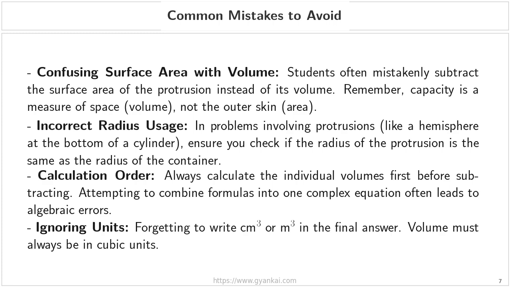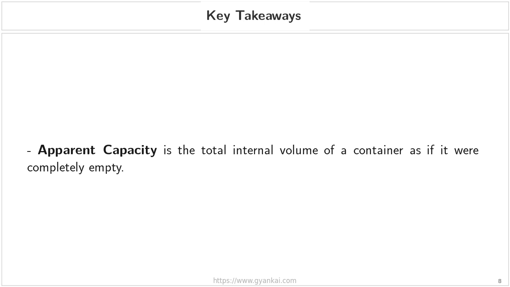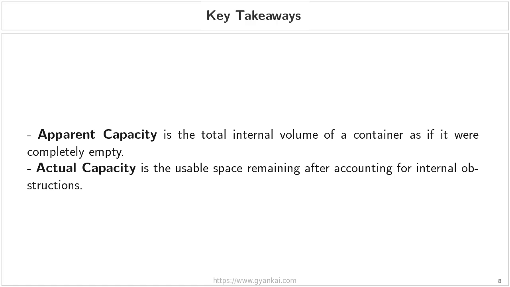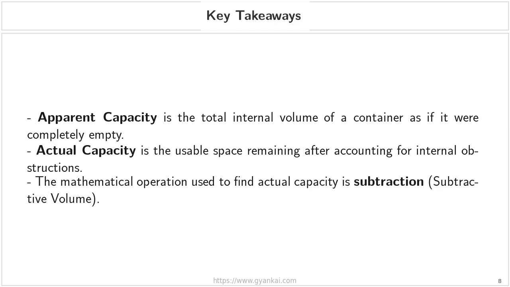Now, let's look at our final slide to recap the key takeaways from today. Key takeaways. First, remember that apparent capacity is simply the total internal volume of a container, calculated as if the inside were completely empty and free of any obstructions. Second, we have actual capacity, which is the real, usable space left over after we have accounted for any internal obstructions or protrusions pushing into that space. Third, the core mathematical concept we've learned today is that the operation used to find this actual capacity is subtraction, which we refer to as subtractive volume.